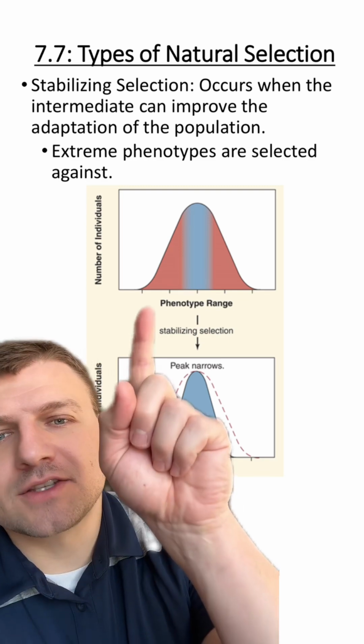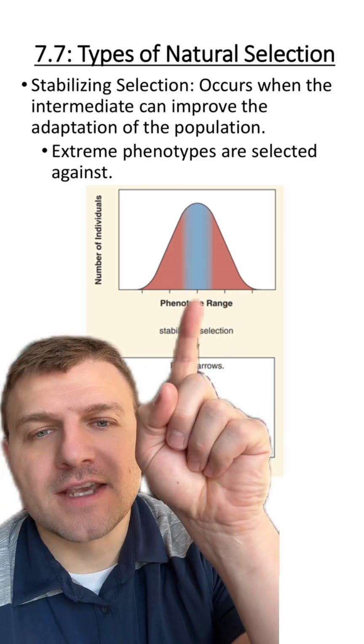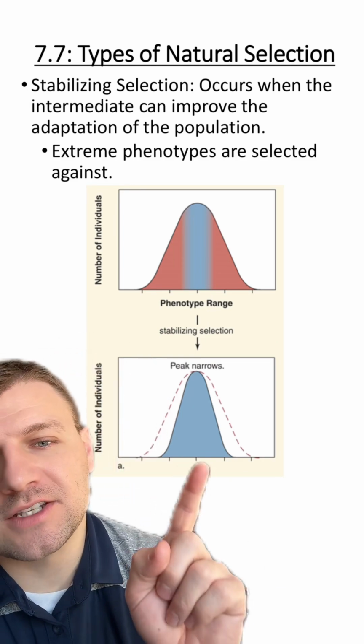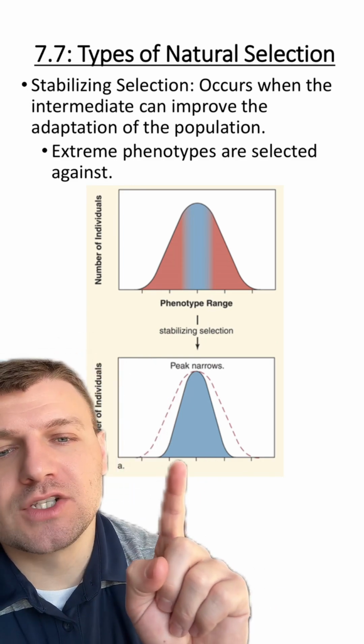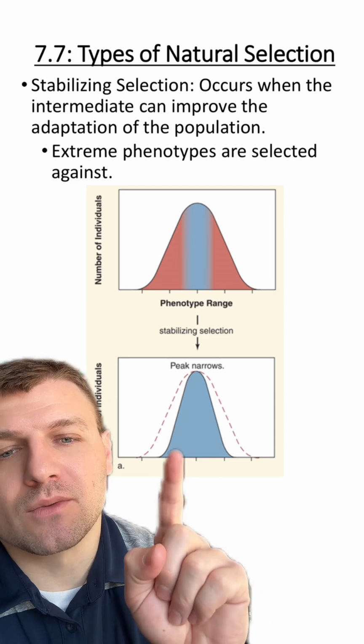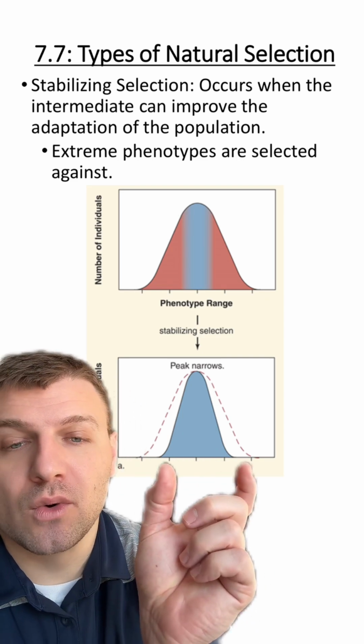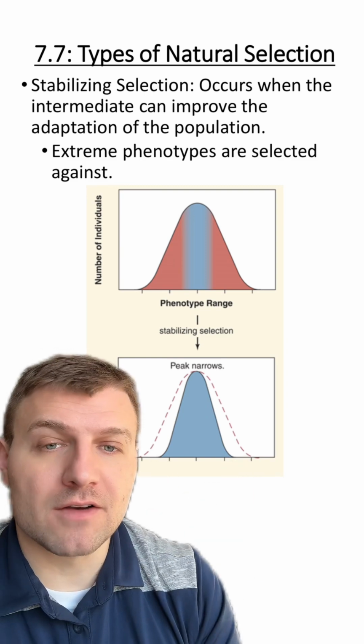In other words, the extremes are going to have a lower fitness compared to the middle, which has a higher fitness. So what we see in the next generation is more individuals closer to the medium range than the extremes. This essentially narrows or brings in this bell curve of phenotypes.